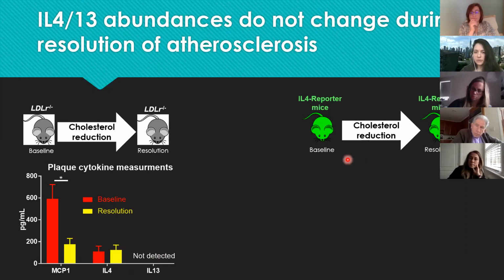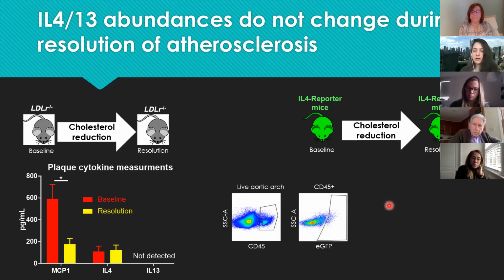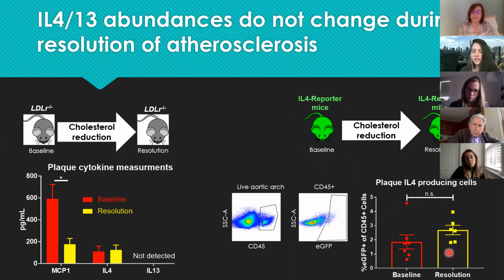So to examine that, we did another regression model with IL-4 reporter mice. So these mice have GFP expression in each cell that expresses IL-4. And again, we had a baseline group, a hyperlipidemic baseline group, and one group was subjected to cholesterol reduction. And we looked at the GFP expression of those cells in the aortic arch. And again, we did not see any significant change between baseline and resolving plaques. And we did this also in an aortic transplant model. We didn't see any more IL-4 producing cells in resolving plaques.